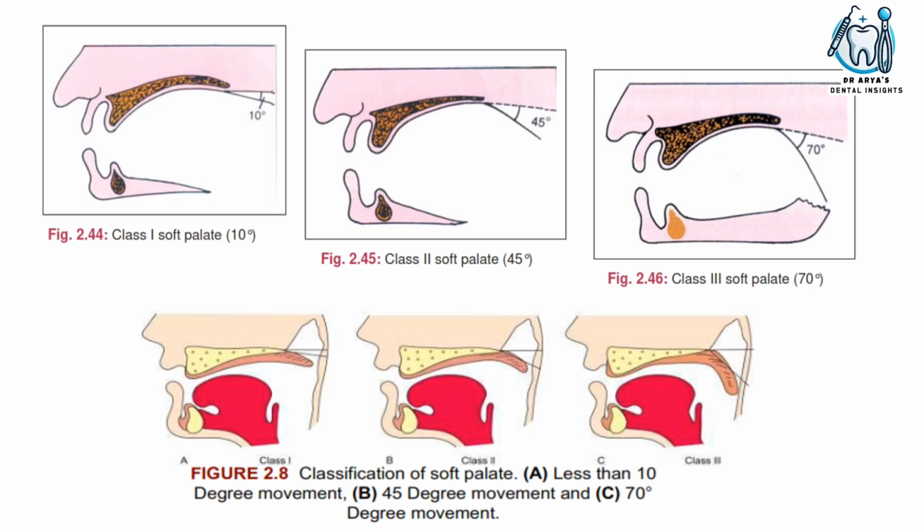In class 1, it is almost horizontal with little movement, making an angle of less than 10 degrees with the hard palate. It is the most favorable and it allows best tissue coverage, that is more than 5 mm, and development of a wide posterior palatal seal. In class 2, the soft palate makes a 45-degree angle to the hard palate, and in class 3, it makes a 70-degree angle with the hard palate. It is least favorable and it allows least tissue coverage, less than 3 mm.